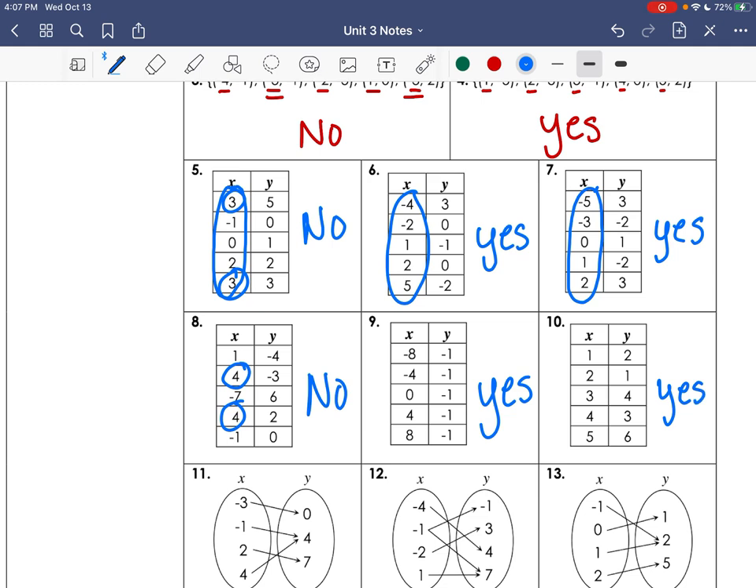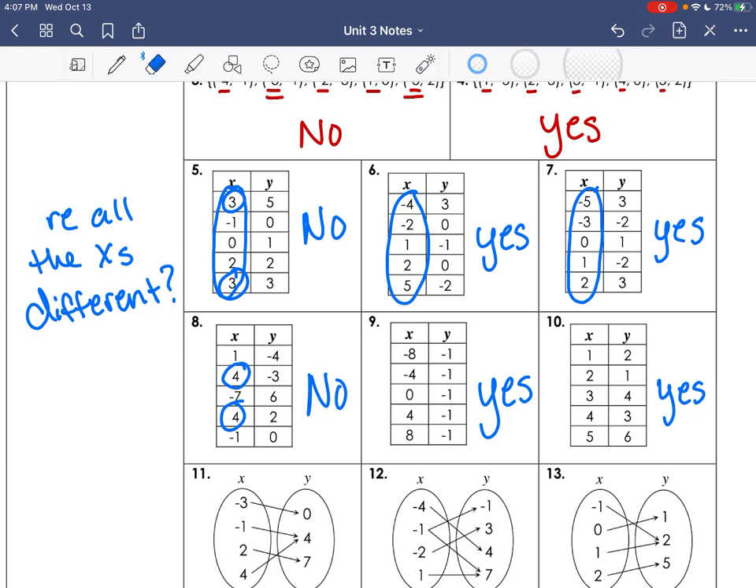So you are just looking at, are all the x's different? That's what you want. You want the x's to be different. I guess I could capitalize this, huh?